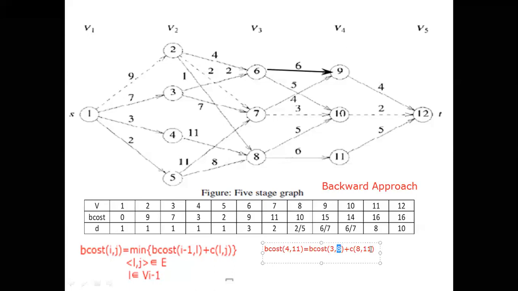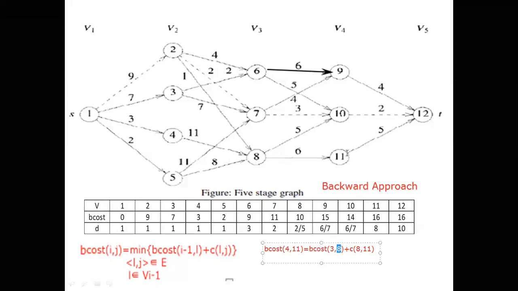It is 11. That is an edge, what it is saying. 8 to 11, it's an edge. That is why it is an element of edge. L comma J is an element of edge. What it is saying here? L. What is L? 8. 8 is a vertex. I want to find it out for 11. Then 8 is a vertex which is there in the previous stage of 11.